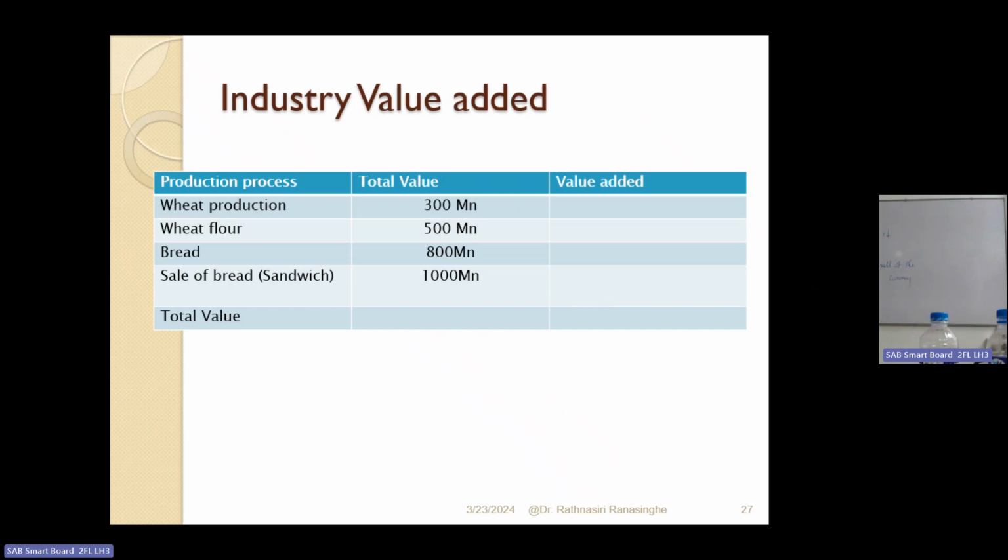Product is 1000 billion, right? So we can take this 1000 billion as a final product and add it to the national income. Or we can take the value addition at each stage. Now, how much is the value addition?